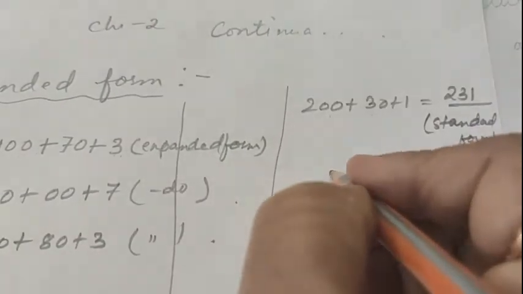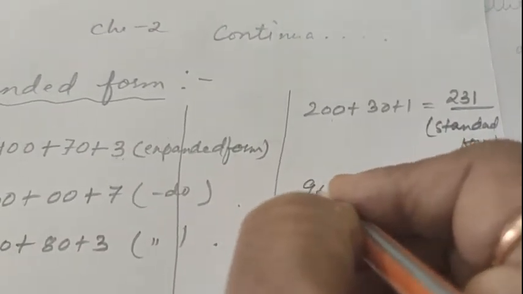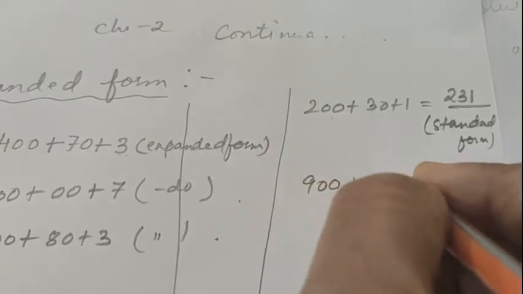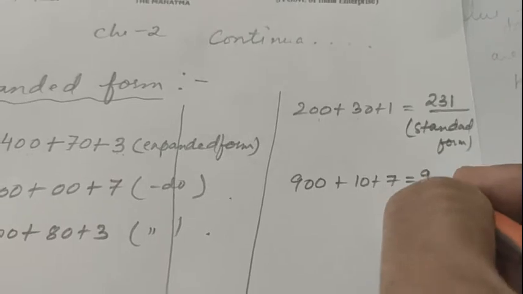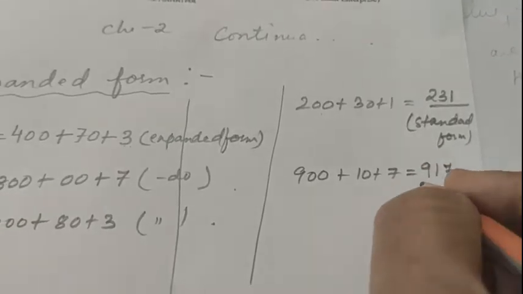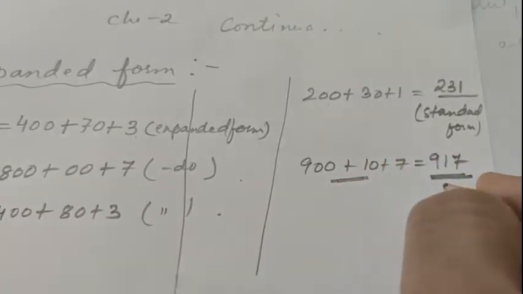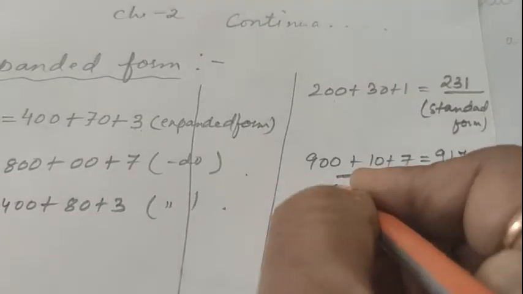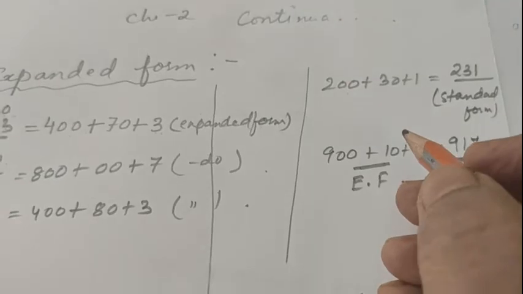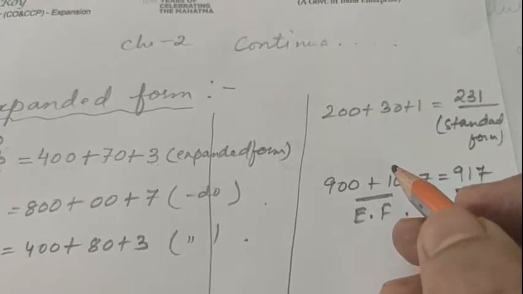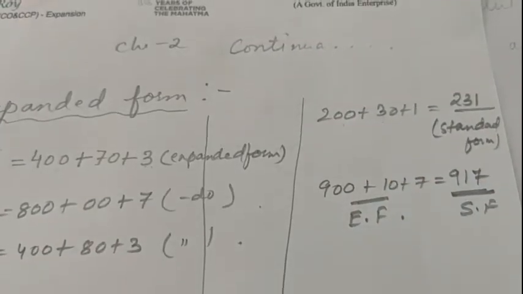Another one, for example, 900 plus 10 plus 7. What is the standard form of this? 917 is the standard form. And this is expanded form. This is standard form. This is expanded form. Clear or not, children? So you can do expanded form and the standard form. I think it is clear. Now go to the next topic.